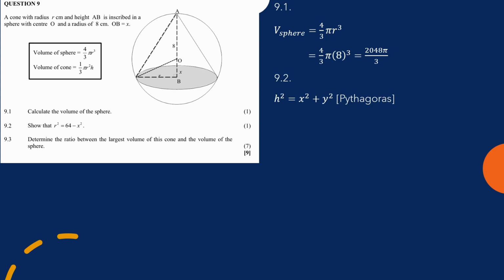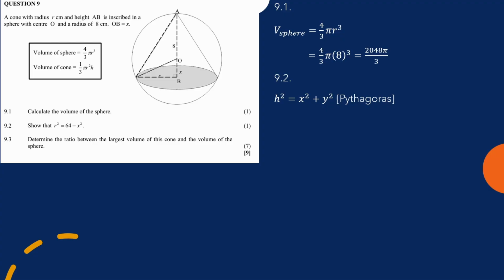9.2, it says, show that r squared is equal to 64 minus x squared. I know that through Pythagoras' theorem, it states x squared is equal to h squared plus y squared. Looking at my diagram, the hypotenuse is a radius, and I know that radius is equal to 8, and hence h squared will become 8 squared.